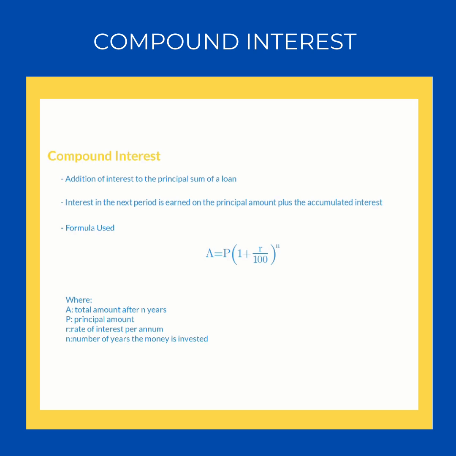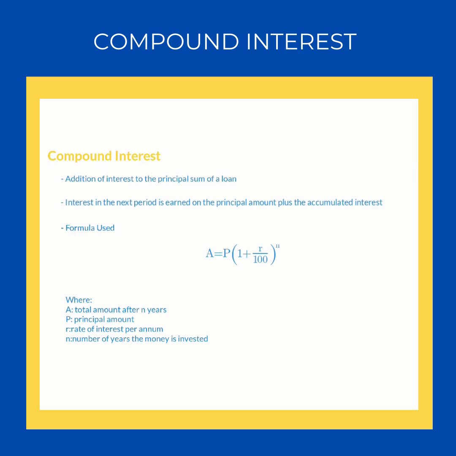Compound interest has another term that some people use, and it is interest on interest, because we're considering the accumulated interest.